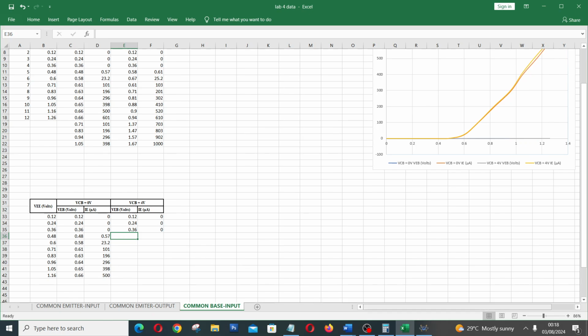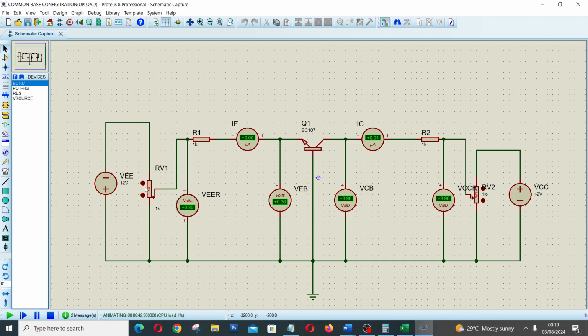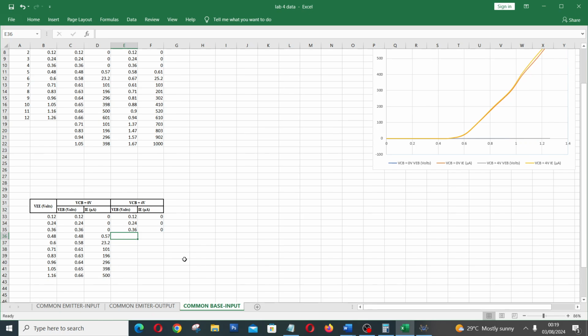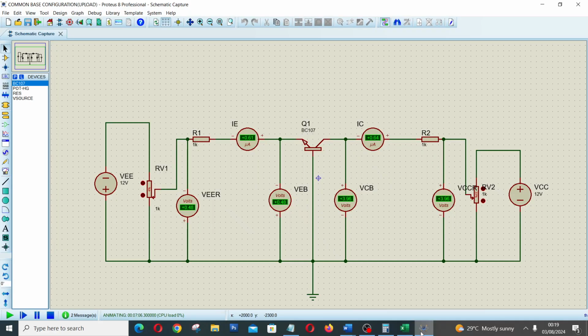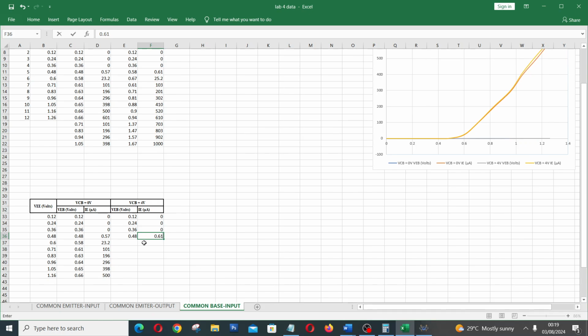Then at 0.48, everything is still 0. Let's see whether we can make this better. Okay, you can leave it there. So at 0.48 we have 0.48 and 0.61 microamps.